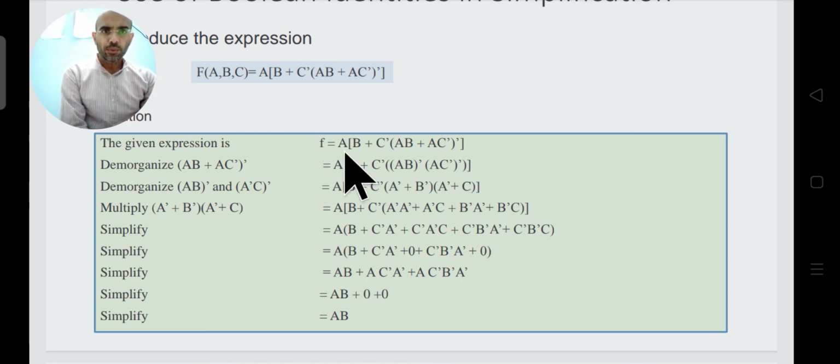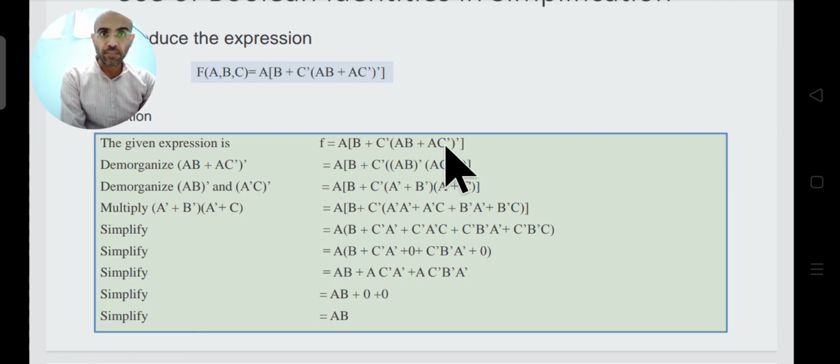So f is equal to the given expression. Now the very first thing we look for is De Morgan's. If there is any possibility to apply De Morgan's, apply De Morgan's. Here I can see the possibility of applying De Morgan's.